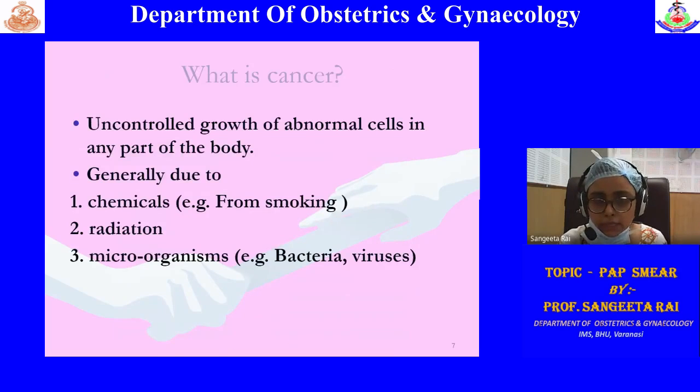We all know that cancer is the uncontrolled growth of abnormal cells in any part of the body, and there may be radiation exposure, toxic chemicals causing mutagenesis, or microorganisms. The most common organism is the virus, we all know, human papilloma virus, low risk and high risk, which will lead to cancer.